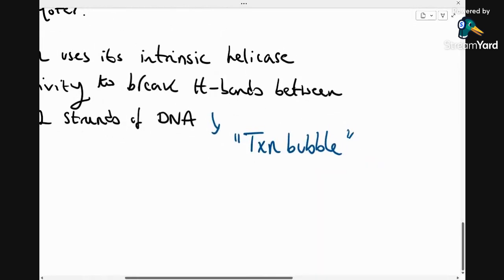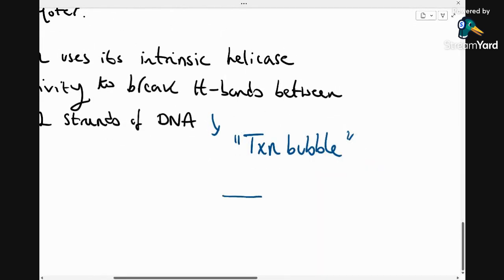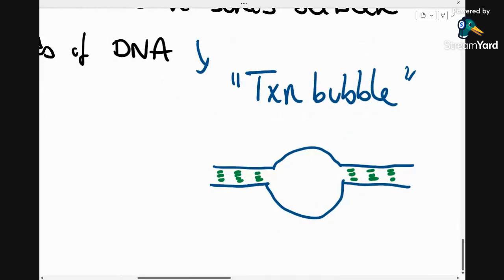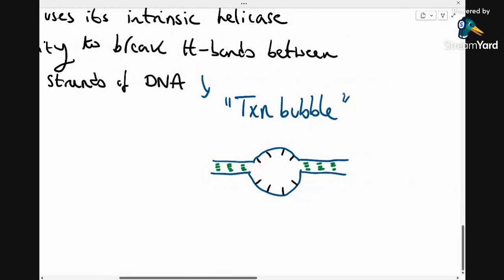So in the local environment of the 2 double-stranded bits of DNA, we form this. The base pairs, which I will do in green, don't forget hydrogen bonds between the bases, between the 2 different polynucleotide strands, are broken. And the bases in question, of course, are sticking out here, like that. And of course, RNA polymerase is sat directly on top.